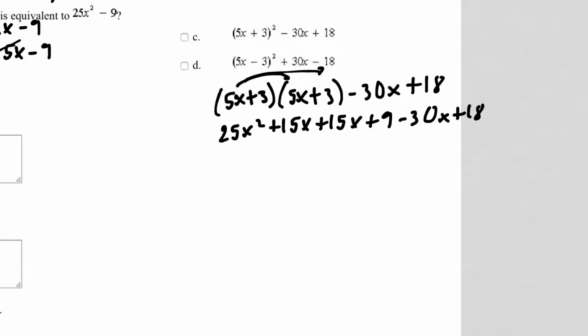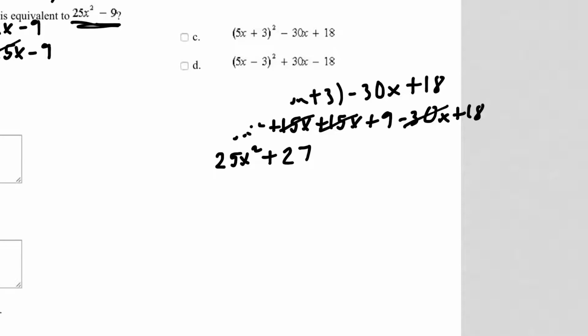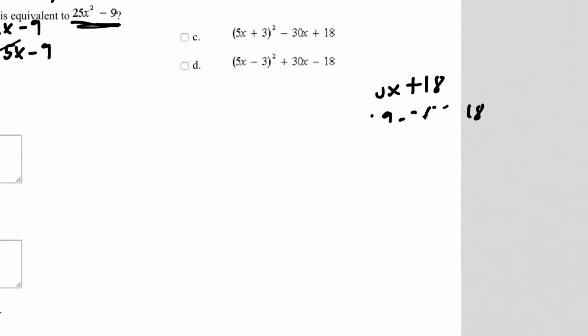I combine everything that I can here, so I get 25x squared. The 15x and the 15x make 30x, but the negative 30x means that it cancels out. But the positive 9 and the positive 18 make positive 27. So that's not what I want. Remember, up here we want minus 9, so not C. Okay, so I'm going to try D now. Erasing the work for C.